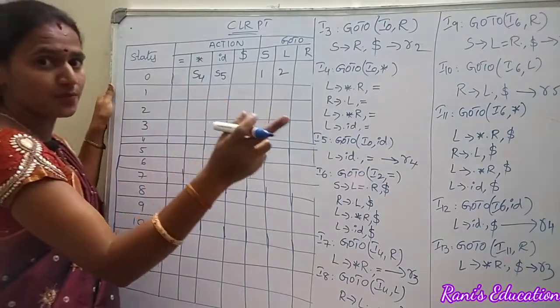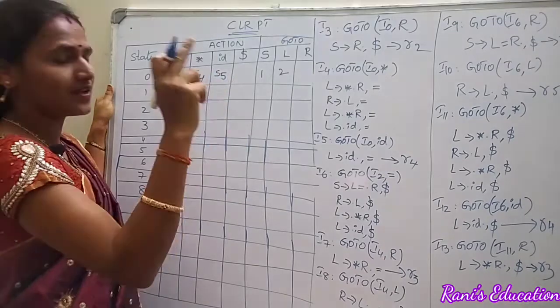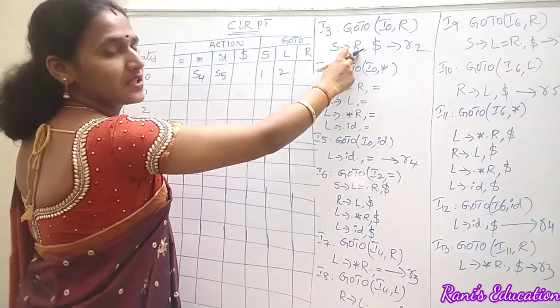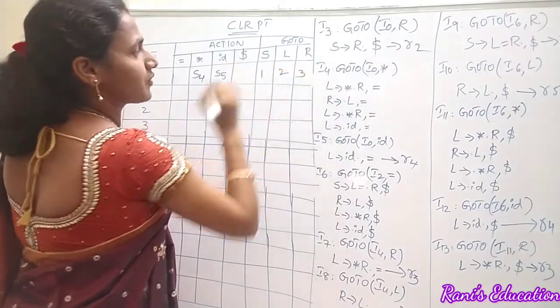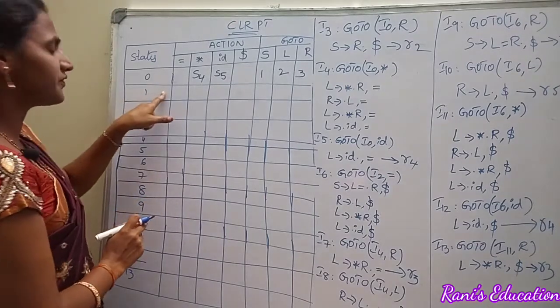Now move on to the next production, S derives dot R. In which production is dot R changed to R dot? In the third item. So for R you are going to write 3. That is what we have seen in the I naught item. Move on to the first item.